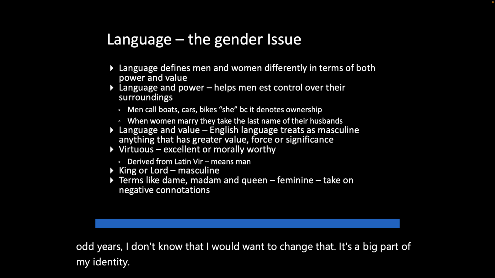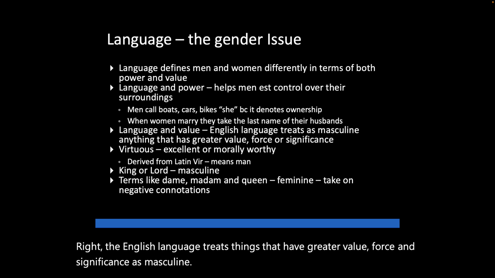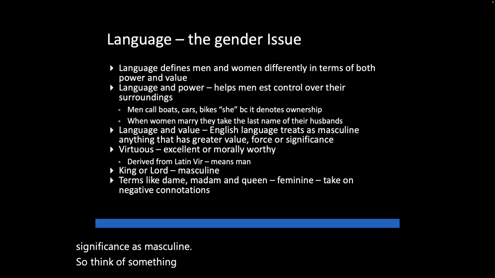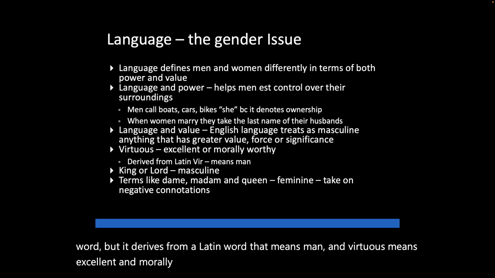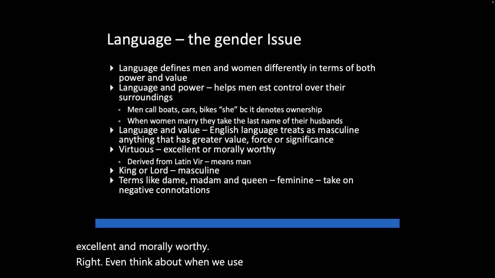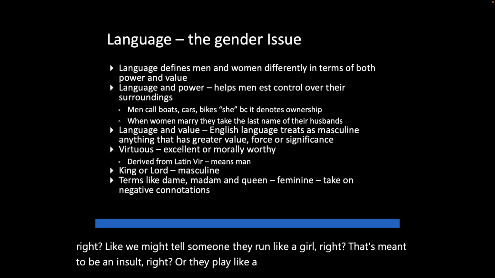The English language treats things that have greater value, force, and significance as masculine. So think of something like the word virtuous. Now this derives from a Latin word that means man, and virtuous means excellent and morally worthy. Even think about when we use words in a negative way with people. Like we might tell someone they run like a girl. That's meant to be an insult. Or they play like a girl, or they throw like a girl.